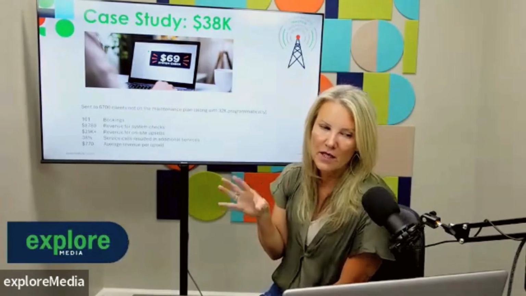All right, here's the case study. So we had a client. They have 6,700 clients that they emailed, approximately. And these were folks not on their maintenance plan, because I was going to say they have over 8,000 clients total. But we ran this on a $69 system check to people that were not on the maintenance plan, and we also did a programmatic email. So let me just take a minute to talk about that.